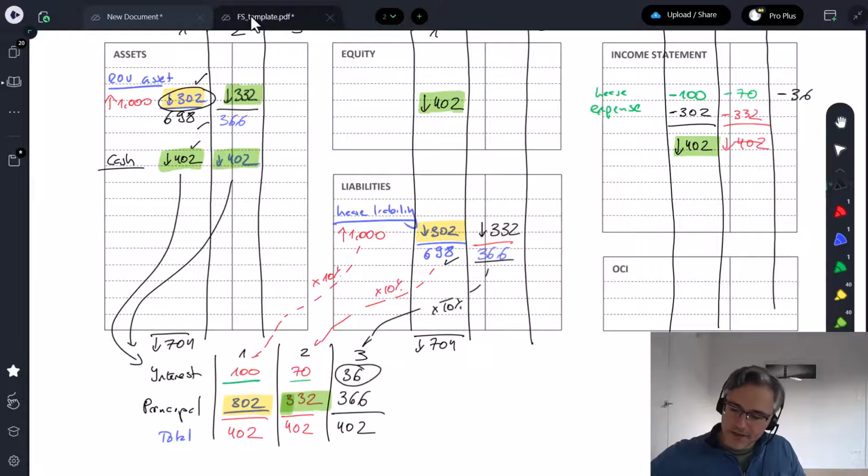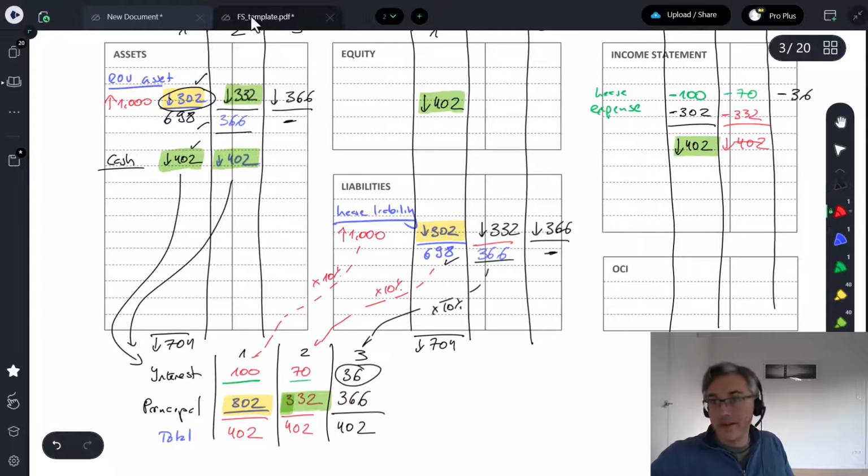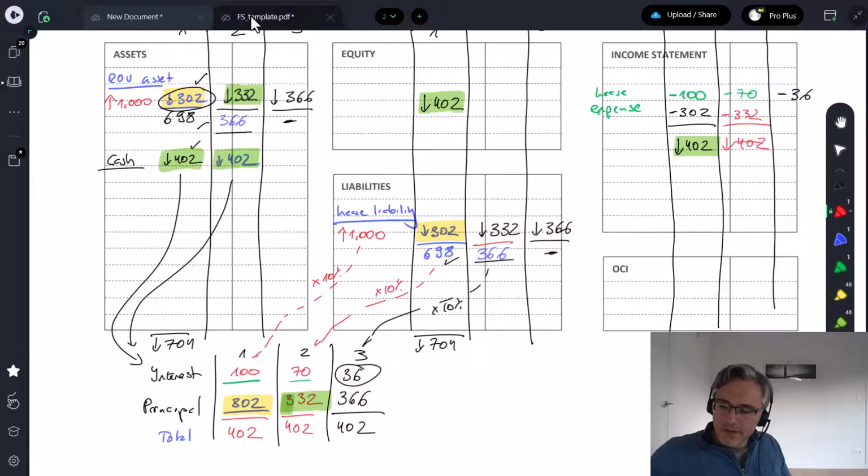The 366 reduces my liability down to 0 and my asset down to 0, because both had a balance of 366 the last time we met them. And of course, this 366 also impacts my P&L as the amortization component, but it goes into the same line called lease expense. 36 plus 366 is, once again, 402.